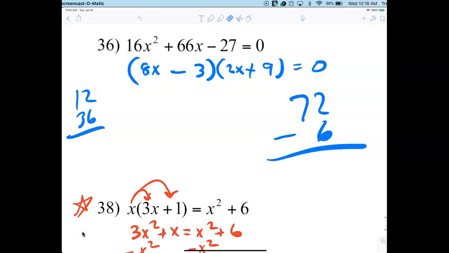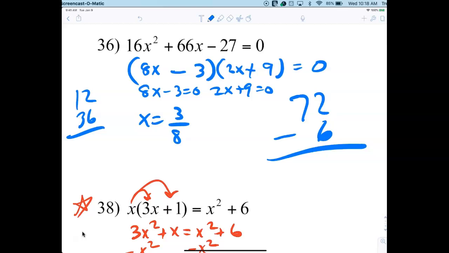So now I set the factors what? Equal to 0. So now we say 8x minus 3 equals 0, and 2x plus 9 equals 0. Now, what do I do for the first equation? Simple answer. Add 3. Yeah, that's correct. Add 3. And then I what? You divide. Right. So I'm going to add 3 and divide by 8.